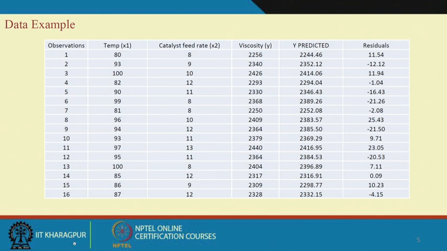We have 16 observations. We have two factors, temperature and catalyst feed rate, and our dependent variable is viscosity, which is to be predicted. We have fitted the model, which we have already shown you earlier, and from this model we found the predicted or fitted values here. The observed viscosity values minus the fitted values give you the residuals, the e values. This is the last column.